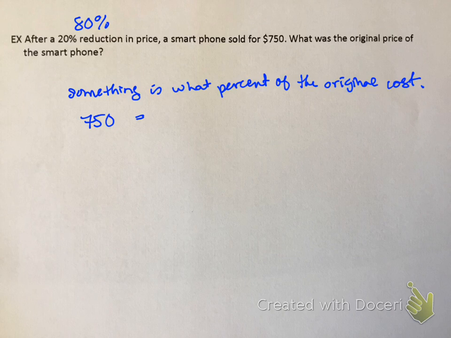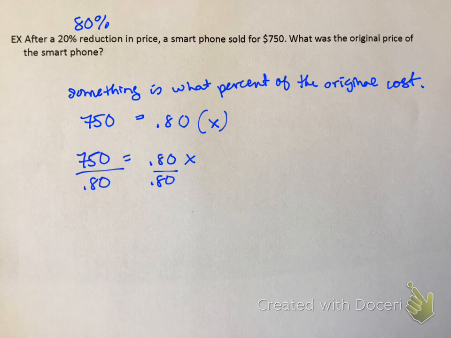And I got 80% by taking 100% minus 20. So what percent is actually 80%? Change that to decimal, it's 0.80. Of means multiply. The original cost we don't know, so that's world famous x. So once again, if I want to get x by itself, I'm going to take and divide both sides by 0.80. So I got 750 divided by 0.80. If you pop that into your calculator, you're going to get that x equals $937.50.